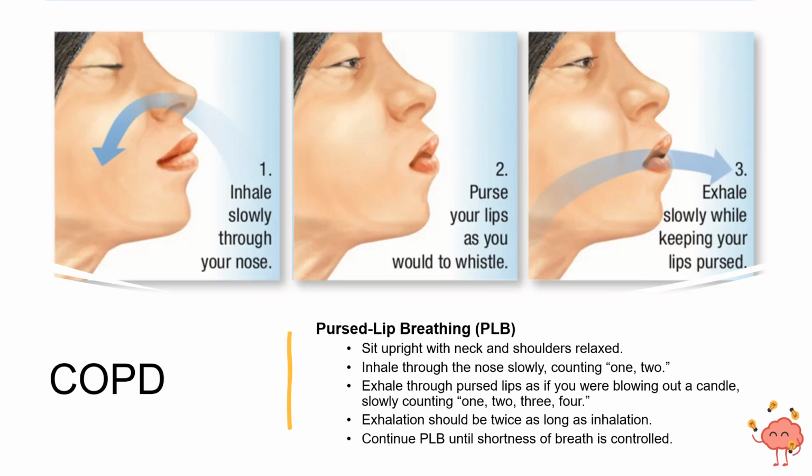Here is pursed lip breathing. So sit upright with the neck and shoulders relaxed. Inhale through the nose, counting slowly, 1, 2. Exhale through pursed lips as if you were blowing out a candle, slowly, 1, 2, 3, 4. So controlled breathing, slowly in, slowly out. Your exhalation should actually be twice as long as the inhalation. And then you continue to do this until that shortness of breath is controlled. So pursed lip breathing can be pretty effective.